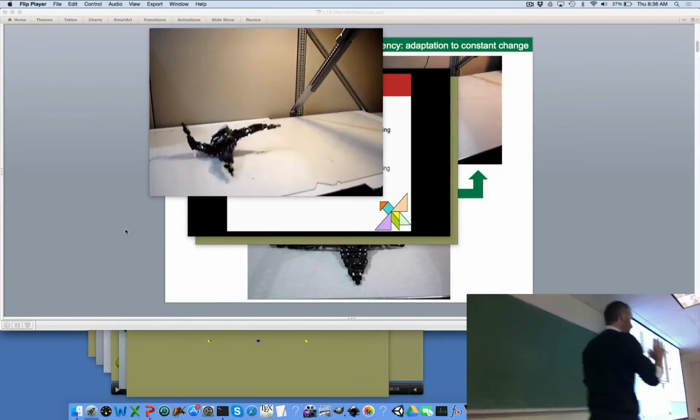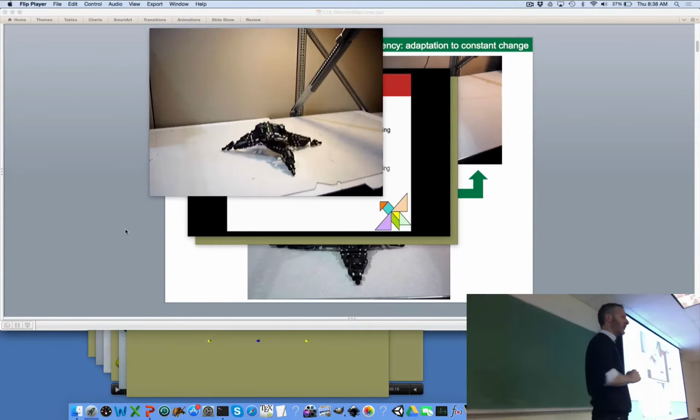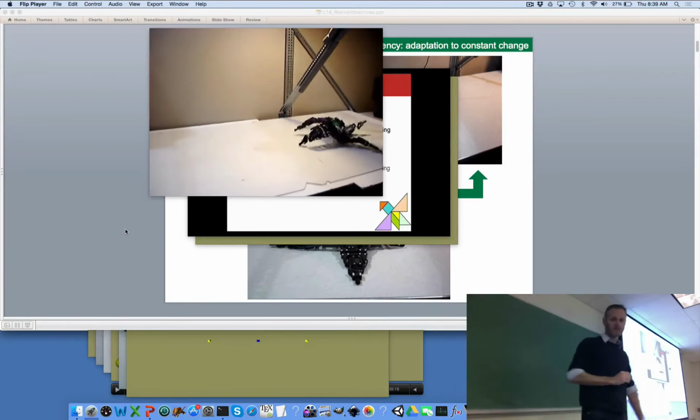So step one of the Resiliency project is to use an evolutionary algorithm to evolve legged locomotion. We'll talk about the details of step one in a moment. So there's an evolved gait that evolution found for this robot.